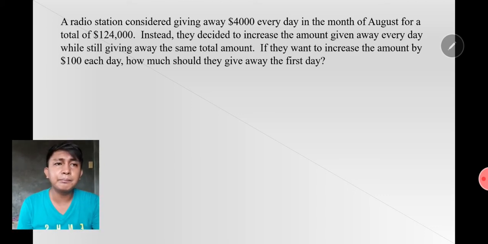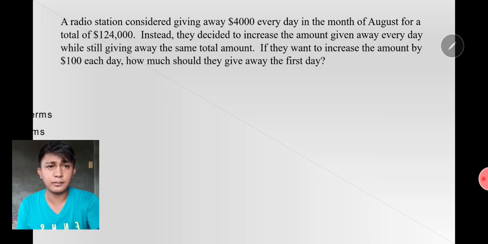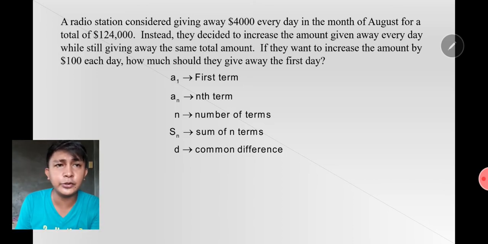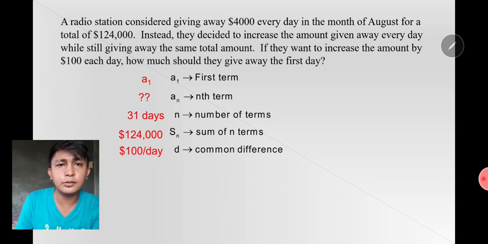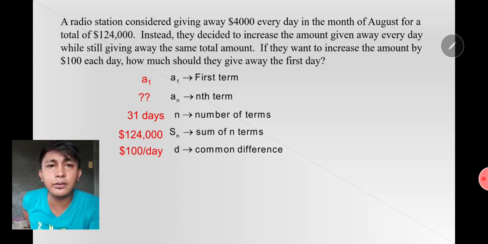So, kailangan natin i-figure out yung problem. Illustrate, kunin ang mga kailangan na detalye. So, first term. Ano yung first term natin? So, it is unknown. The end term is also unknown. The number of terms we have, 31 days in the month of August. And the sum of the terms is 124,000. At ang common difference is $100 per day. So, makuha natin ang first term and last term. Paano kaya?